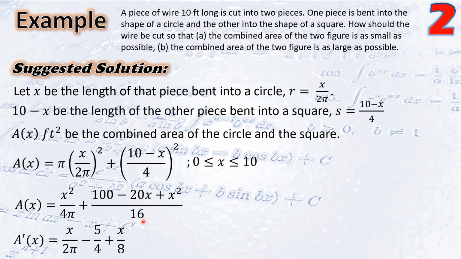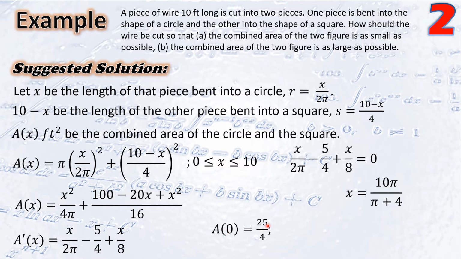This implies that we can get the critical number at x over 2 pi minus 5/4 plus x over 8 equals 0. And x is equal to 10 pi over pi plus 4. Now we will get the function values at the ends of the closed interval 0, 10 and the critical number 10 pi over pi plus 4.